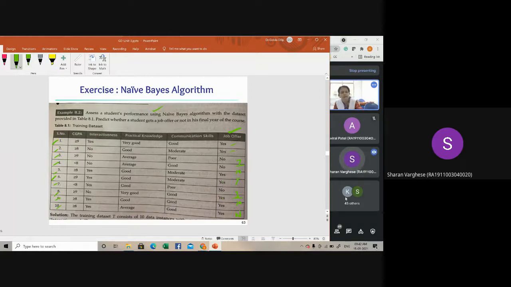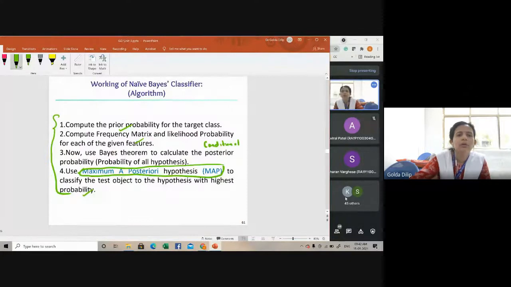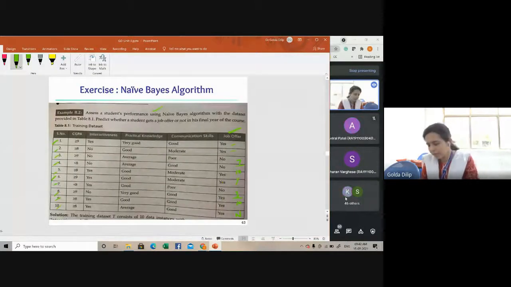We have to compute the prior probability. Yeah, you need to compute the prior probability for the target class. Okay. Can the other Sharon tell me which is the target class here?